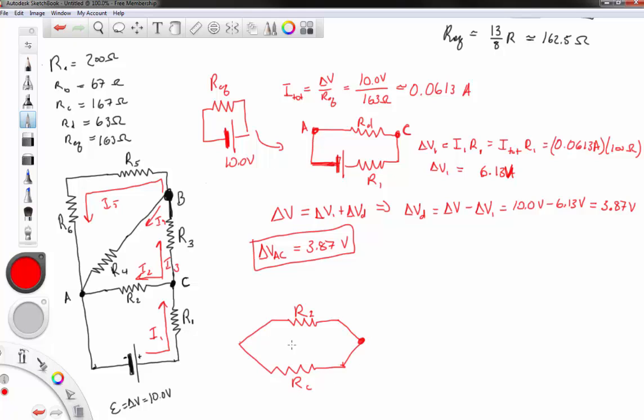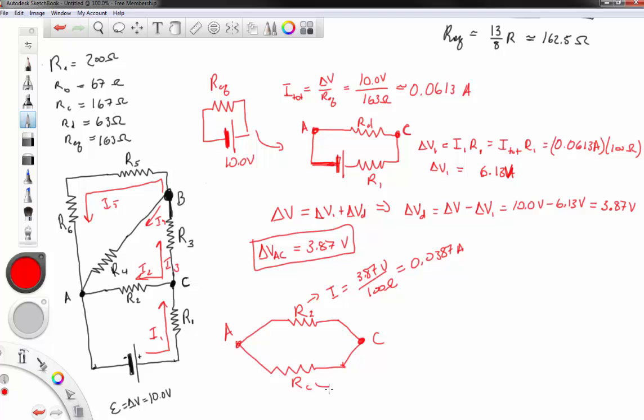But we've already determined, because these are points A and C on this, that the voltage drop across all this is 3.87 volts. So that means that there's a voltage drop of 3.87 across RC. Coincidentally, that also means that we can get what the current is here, because it's got to be this voltage over this resistance. So I2 would be 3.87 volts divided by 100 ohms, or 0.0387 amps.